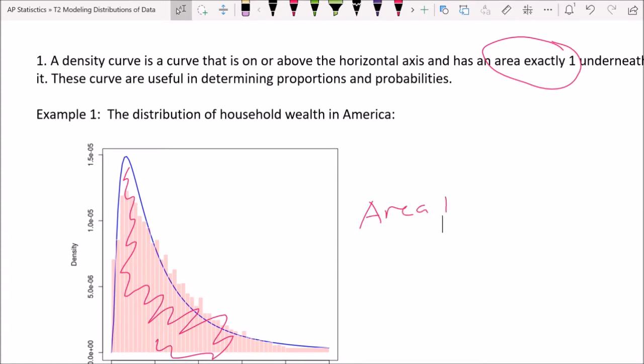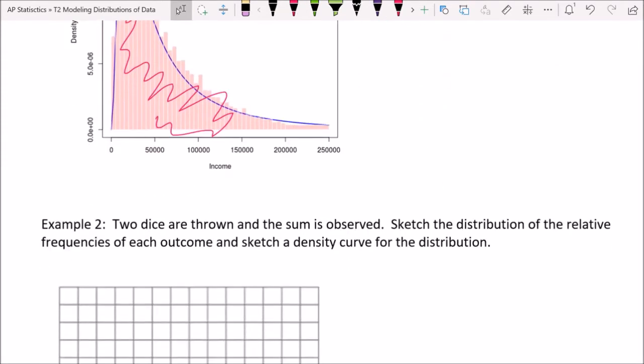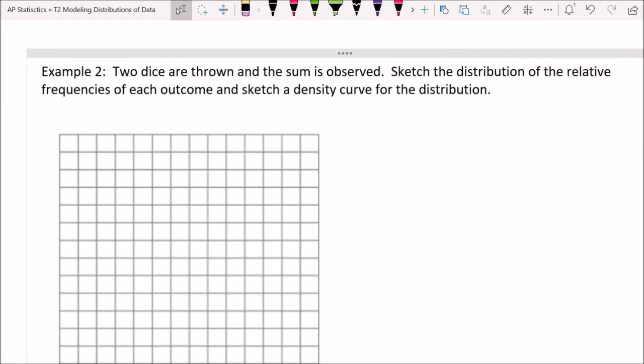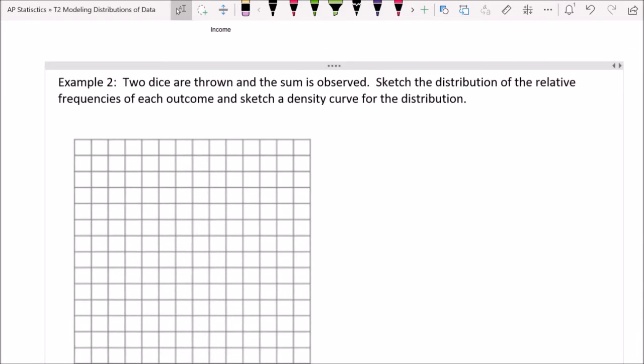Let's look at a simple example to get a clearer picture. Two dice are thrown and the sum is observed. We're going to sketch the distribution of relative frequencies. Remember, relative frequency is like a proportion or a percentage of each outcome, and we're going to sketch that density curve. So here we go.